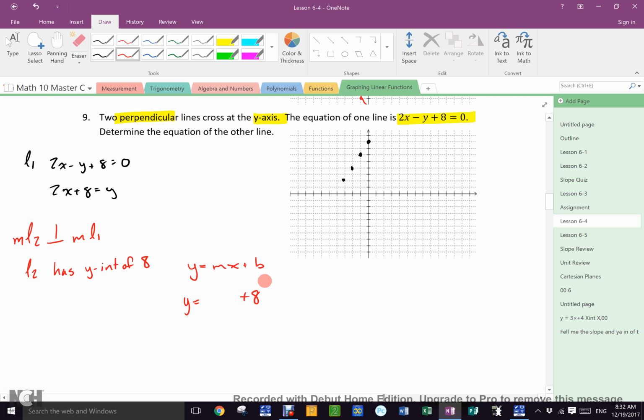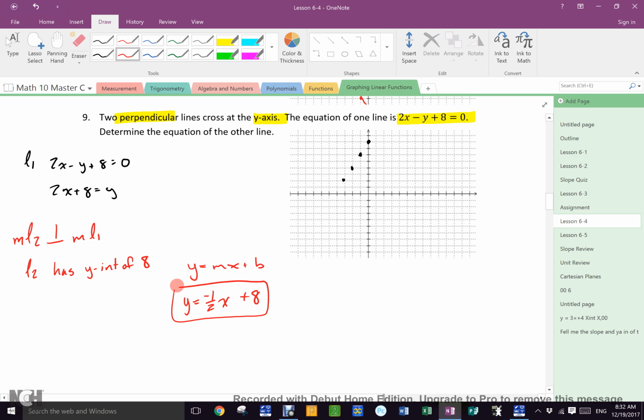8, because we know they cross on the y-axis, don't we? What's the slope? What does a perpendicular slope mean? Flipped and reciprocated. Reciprocated and sign change. This guy's positive 2 over 1. How does he flip? Negative 1 half x. And that is line 2.